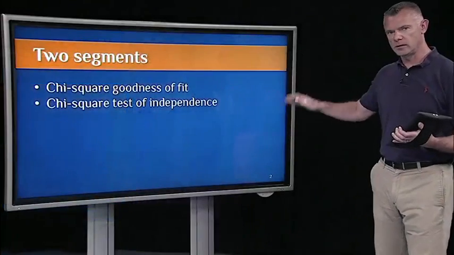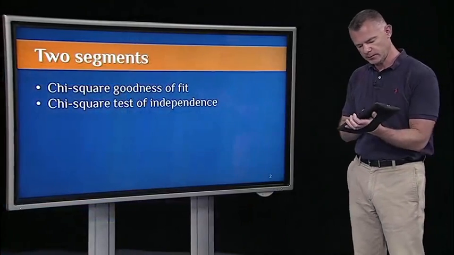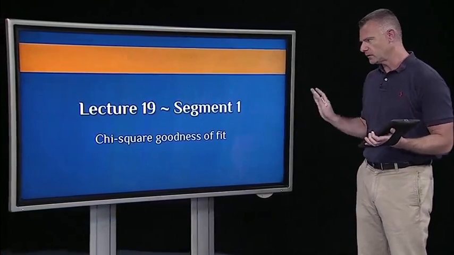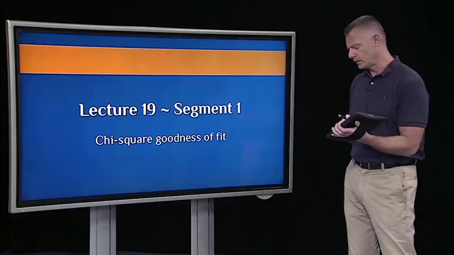We're up to lecture 19, and the topic of today's lecture is chi-square tests. In the first segment, we'll cover the chi-square goodness of fit test, and in the second segment, we'll cover chi-square's test of independence. So this lecture is divided in just those two segments. In the first segment, we'll talk about the chi-square goodness of fit.